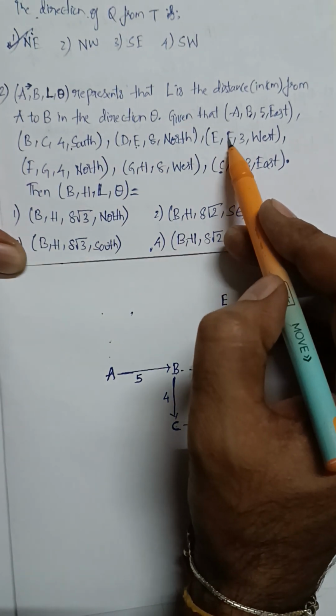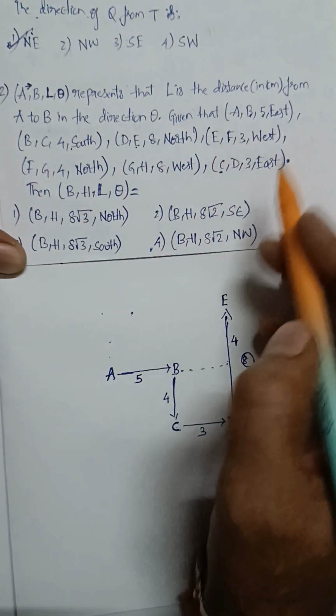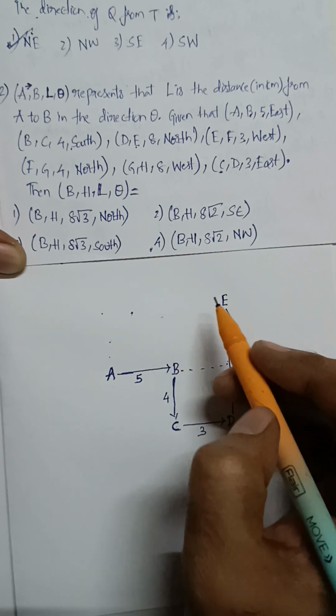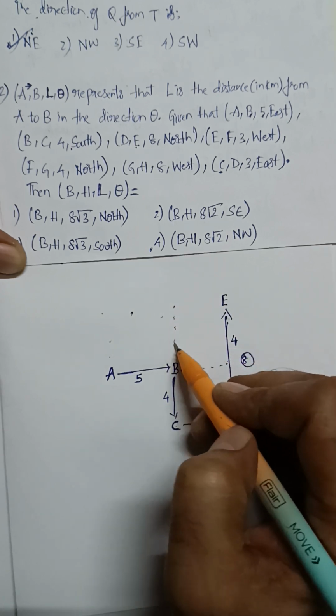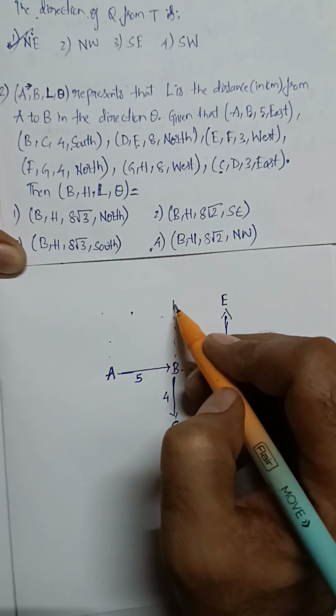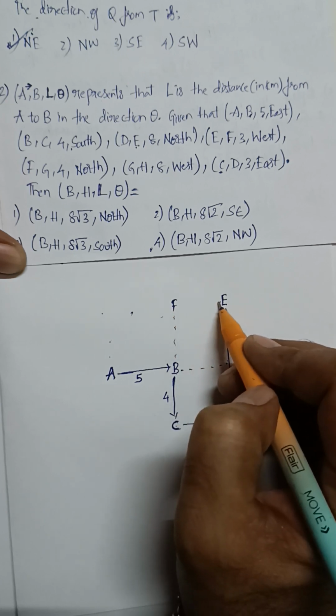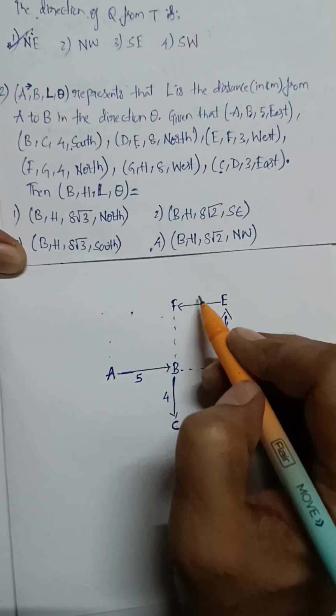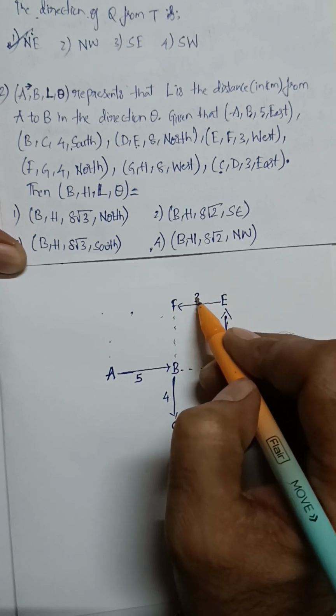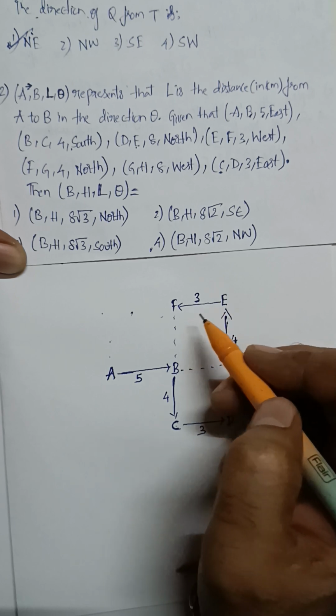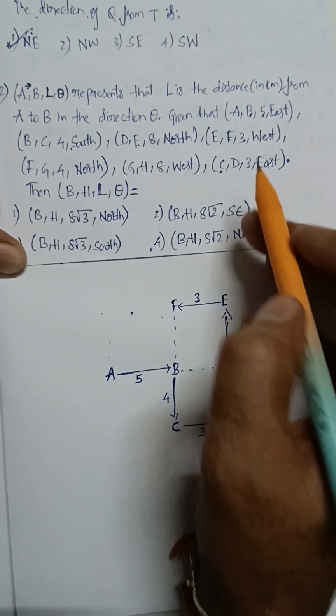Next, F is 3 kilometers west of E. 3 kilometers means up to here. F is west of E, that is 3 kilometers. F is 3 kilometers west of E.